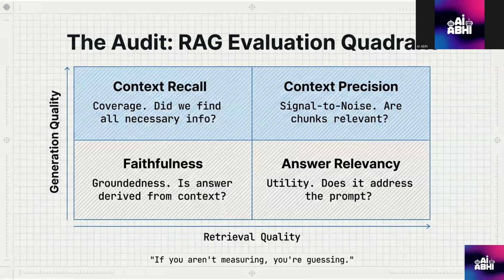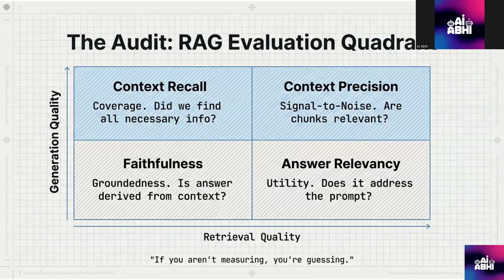So, TLDR: context precision is retrieval signal to noise. Context recall is retrieval coverage. Faithfulness is generation grounding. Answer relevancy is generation usefulness. So, context precision asks whether the retrieved chunks are relevant. Context recall asks did you find all the needed information. Faithfulness asks is the answer based on the context. And answer relevancy asks does the answer address the question?